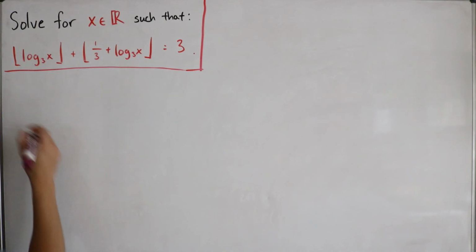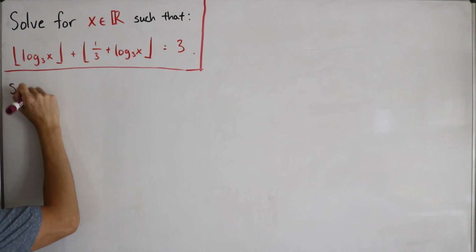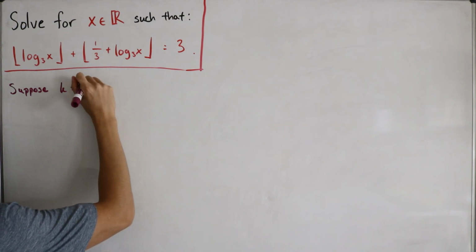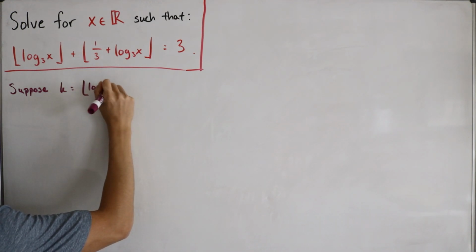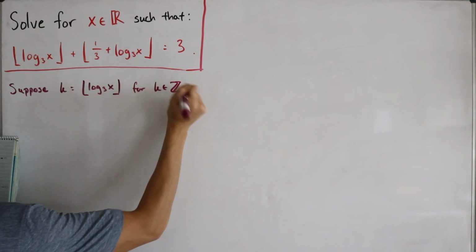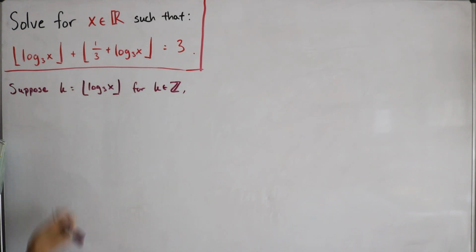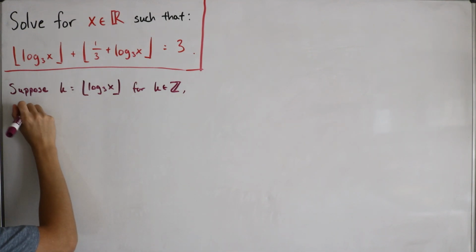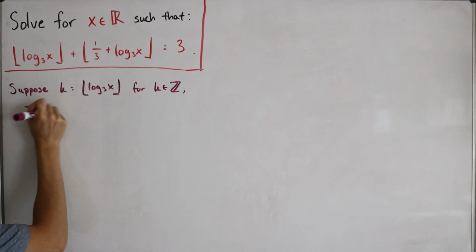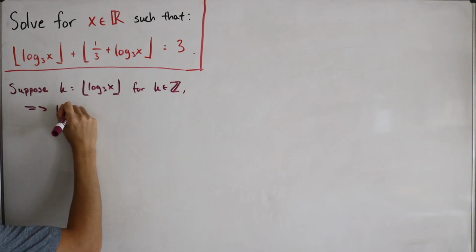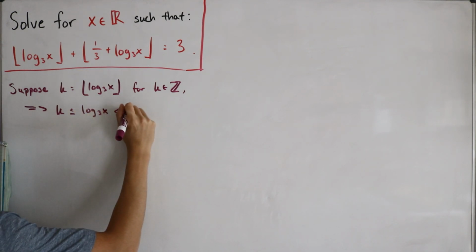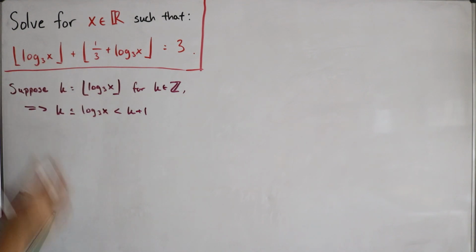By the definitions, let's suppose the following. We'll let k be equal to the floor of log base 3 of x, such that k is an integer. By the definition of the floor function, this implies that k is less than or equal to the log base 3 of x, which is strictly less than k plus 1, k being some integer.